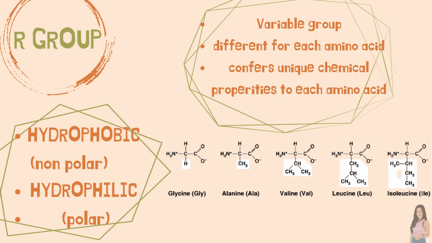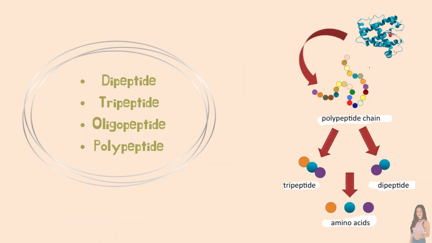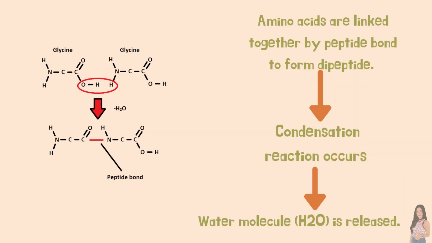There are two different kinds of R groups: hydrophobic, which is water-hating, such as alanine, and hydrophilic, which is water-loving, such as creatine. Two amino acids joined together form a dipeptide, three amino acids form a tripeptide, fewer than 20 form an oligopeptide, and more than that form a polypeptide. Two amino acids are joined together by a peptide bond to form a dipeptide. This occurs when a molecule of water is released from the amino acids. This is called the condensation reaction. To form a polypeptide, a series of condensation reactions occurs.